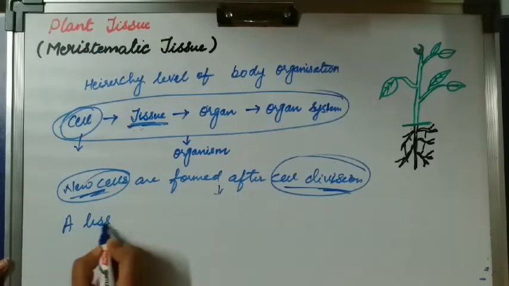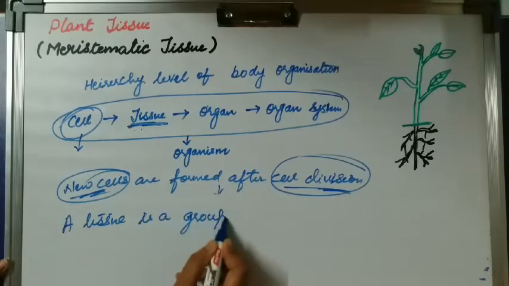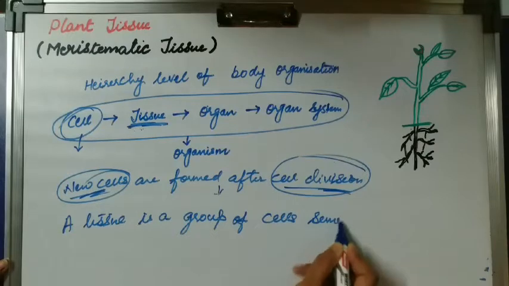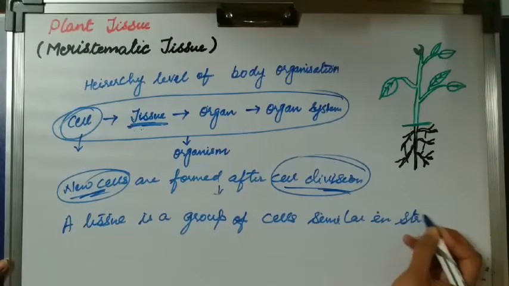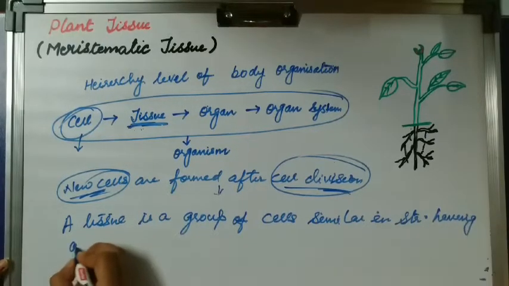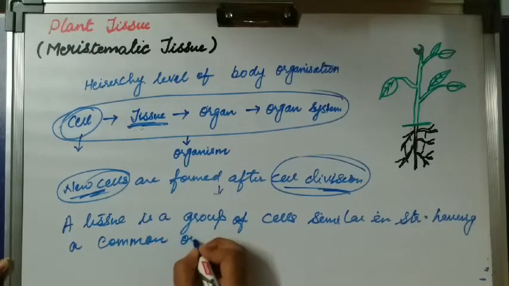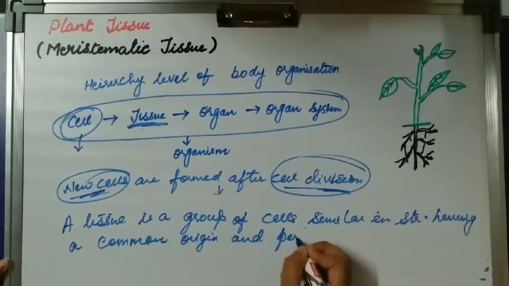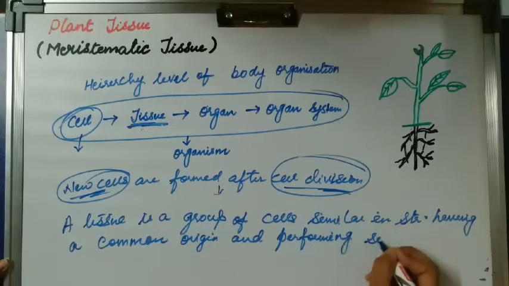A tissue is a group of cells similar in structure, having a common origin and performing similar function.